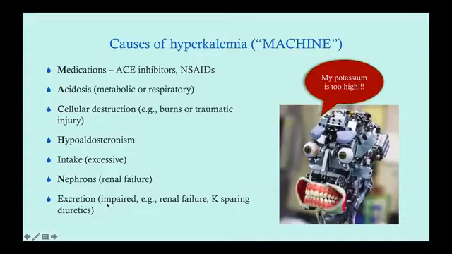And then excretion issues. Primarily here I'm talking about potassium-sparing diuretics. Renal failure we kind of already talked about. They have poor potassium excretion. But potassium-sparing diuretics, if you give that, you're going to impair the excretion. So you've got to be careful. Obviously, when we give diuretics, we're worried about hypokalemia. But if you give potassium-sparing diuretics, we've got to be careful not to work too far in the other direction. So that would be a problem with excretion. And here I have the machine screaming, my potassium is too high. So remember, machine with hyperkalemia. MACHINE.